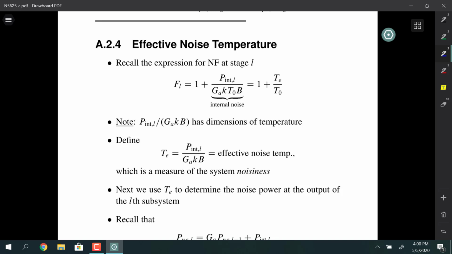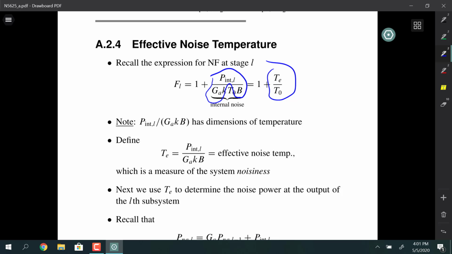So we have the noise figure at a stage, which was 1 plus the internal noise divided by the gain, and then the noise temperature that the input was referenced to. So we have this expression. And in reality, that is equivalent to saying it's 1 plus the effective temperature of the device, the L stage, over room temperature. So if we actually break this out of here, we have that part of the calculation.